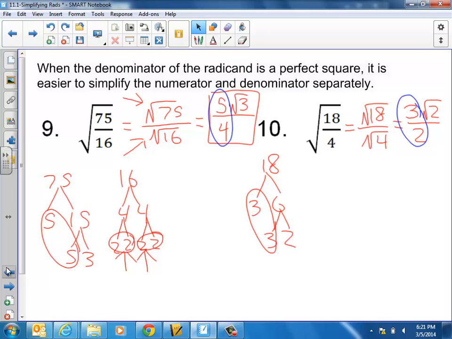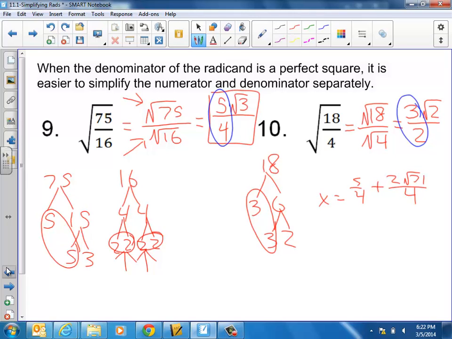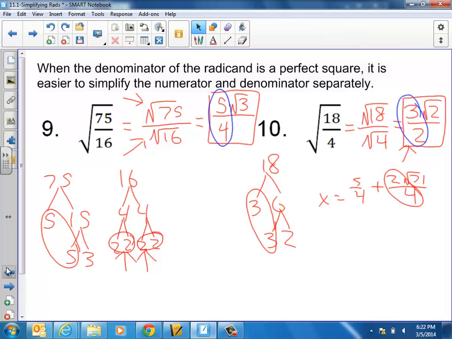That worked out the same way in the quadratic formula. If you remember, sometimes we get an answer that looked like this. X equals 5/4 plus 2 radical 71 over 4, and we had to reduce the 2 and the 4 to be 1/2. That's the sort of thing you need to look out for here. Again, 3 radical 2 over 2 doesn't reduce further, so we're going to leave our final answer just like that.